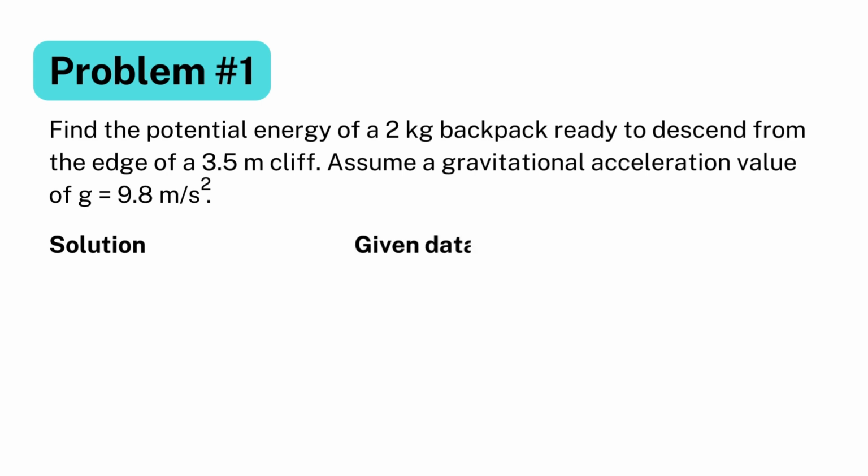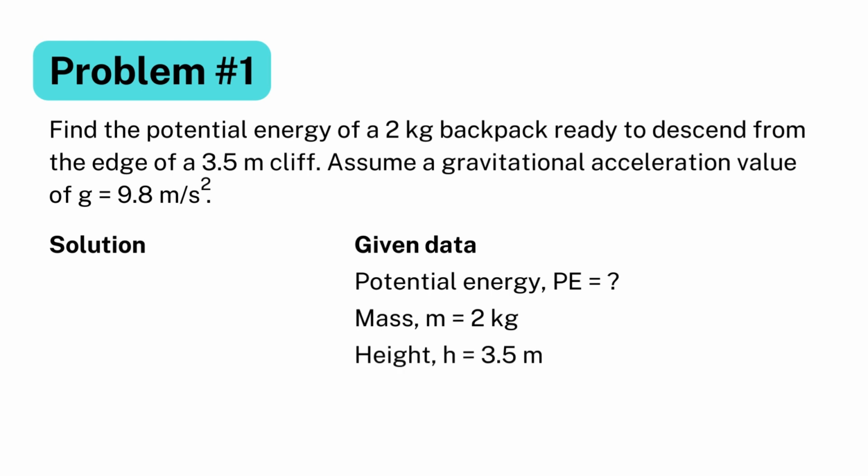We need to determine the potential energy, so PE = ?. The mass of the backpack is given as m = 2 kilograms, and it descends from a 3.5-meter cliff, so we will note the height as h = 3.5 meter. Also, the value of gravitational acceleration is given as g = 9.8 meter per second square.